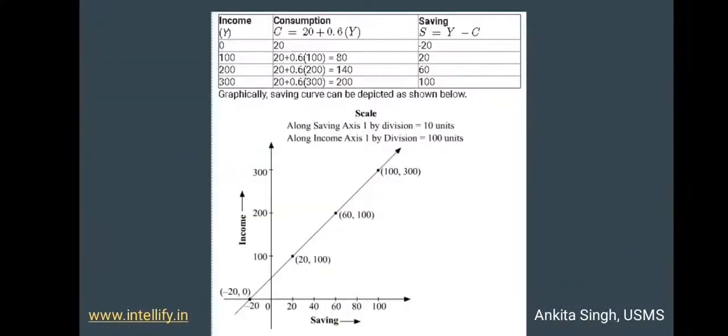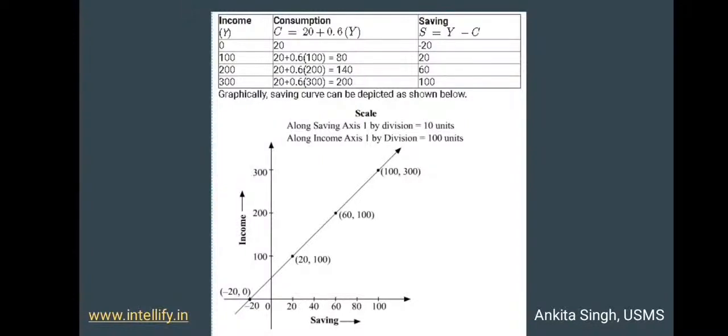Now the first part. Here we are given income in the first column, y, that is 0, 100, 200 and 300 crores. In the second column we have given the consumption, that is C equals 20 plus 0.6y, and the last column shows us the savings, that is S equals y minus C, that is savings is equal to income minus consumption.